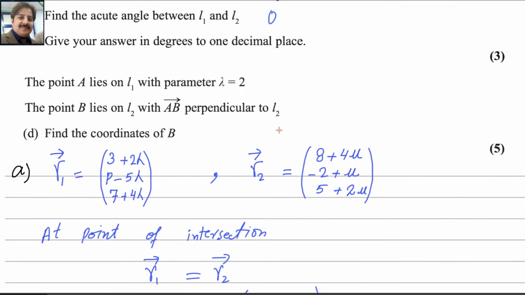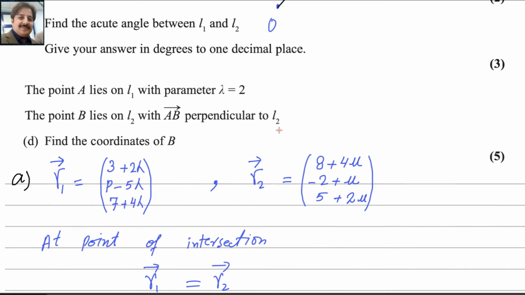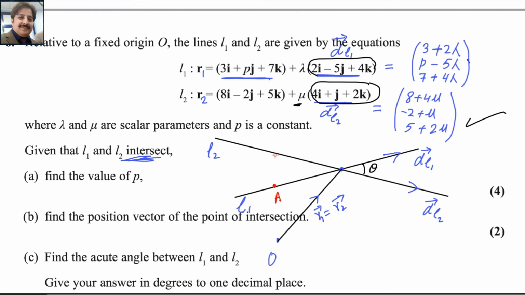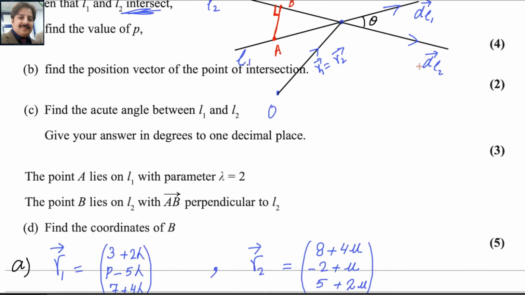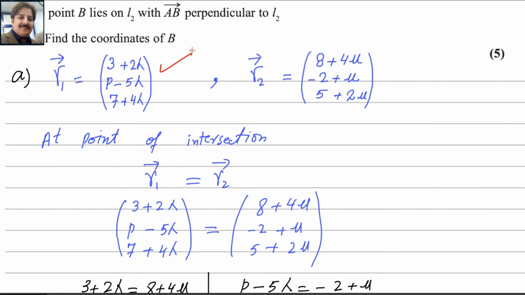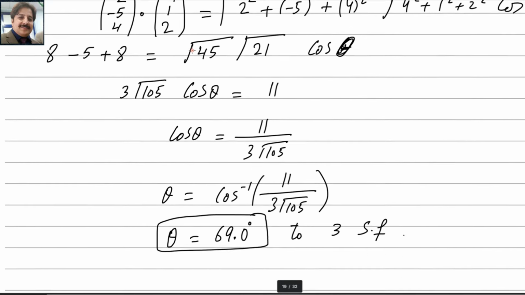The point B lies on L2 with AB perpendicular to line L2. This B is here, somewhere here, on line L2. This is B and it is perpendicular to this point B. This vector represents the position vector for B. So this line AB is perpendicular to line L2. For A, we know the value of lambda, that is 2, and we already got p is negative 23 over 2. So we can use this vector. I am writing that vector there: 3 plus 2 lambda, p minus 5 lambda, 7 plus 4 lambda for the last one.